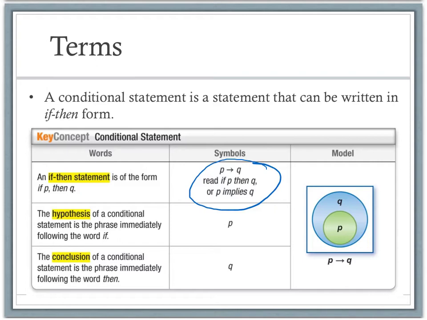The hypothesis of a conditional statement is the phrase immediately following the word if, in most cases. And the conclusion of a conditional statement is the phrase immediately following the word then, again, in most cases. Take time to record this chart into your notes. Unpause when you're set to move to the next slide.